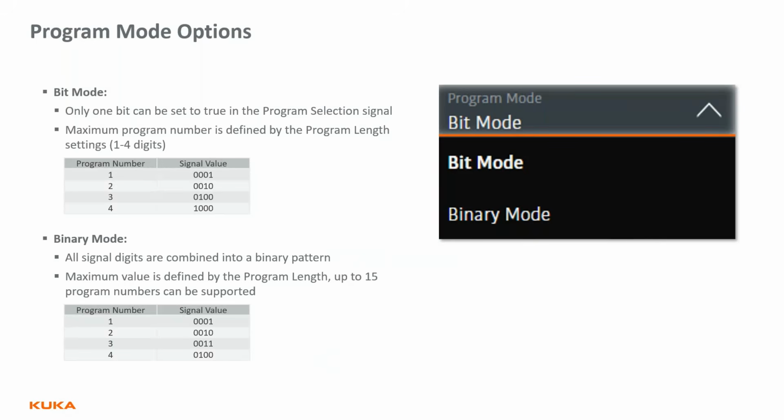Alternately, you can configure the program number in binary mode, where all the digits in the signal are evaluated as a binary number. The maximum number of digits in the signal is limited to 4, and thus the largest program number that can be represented is 15.